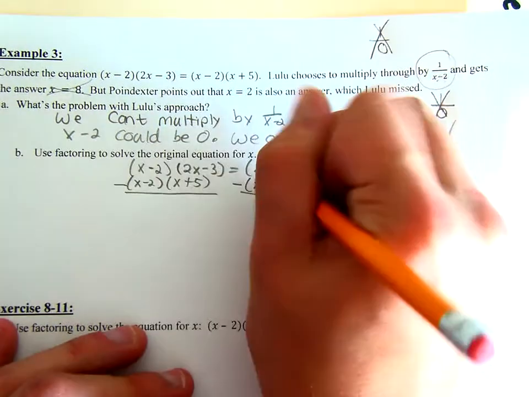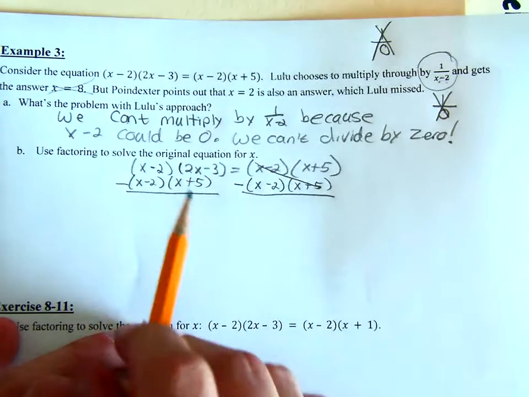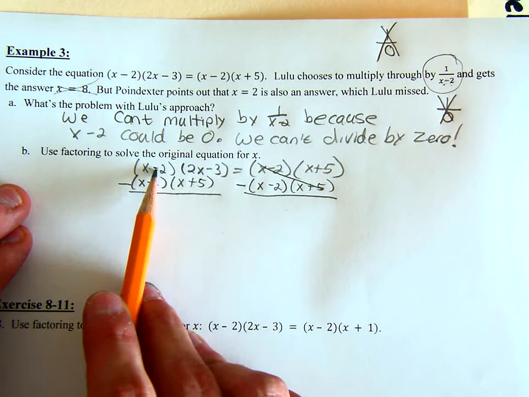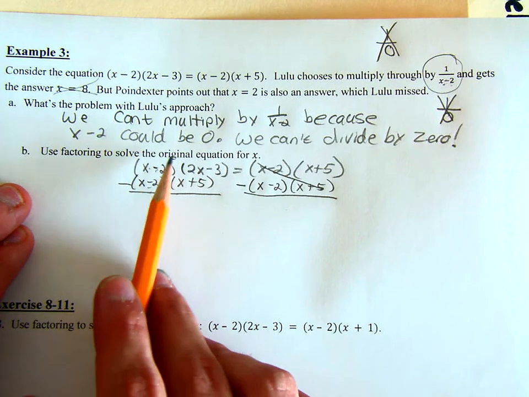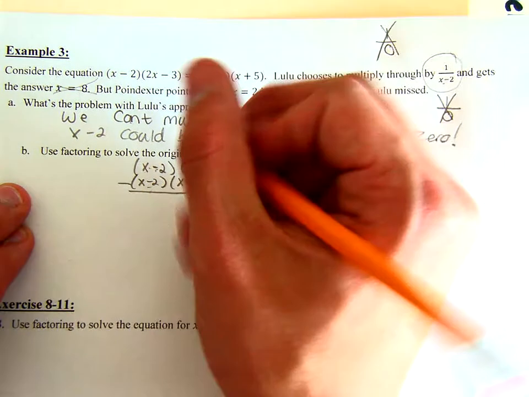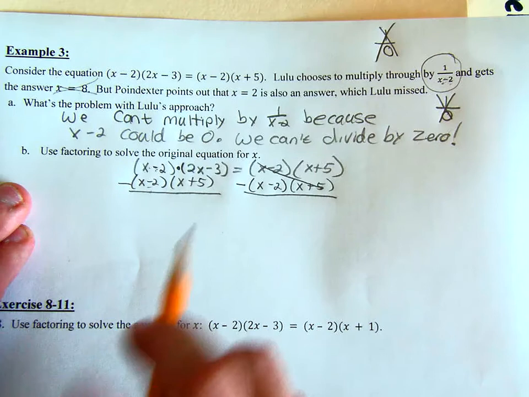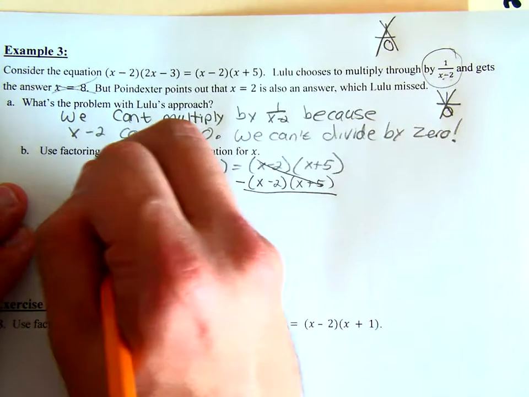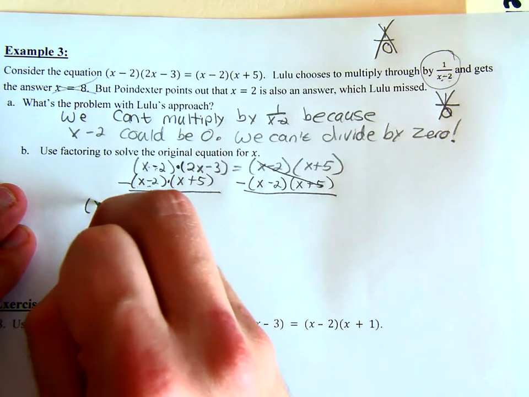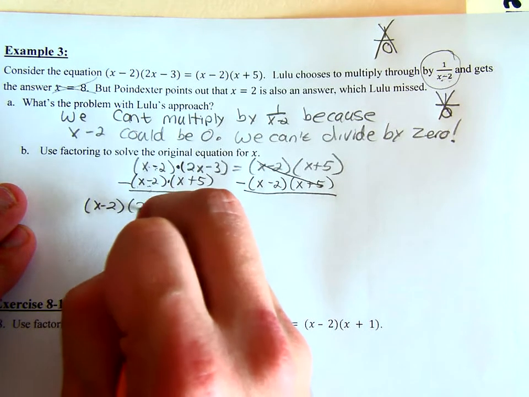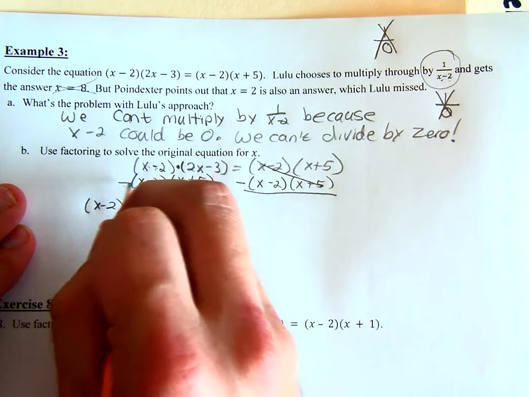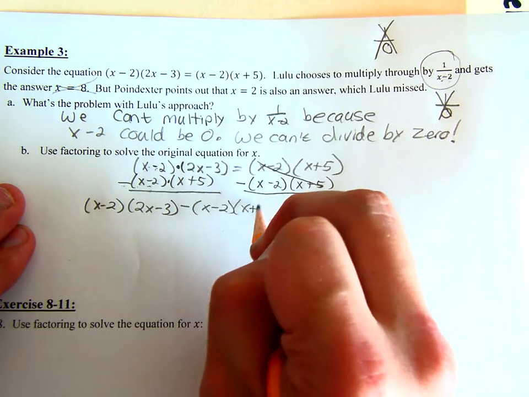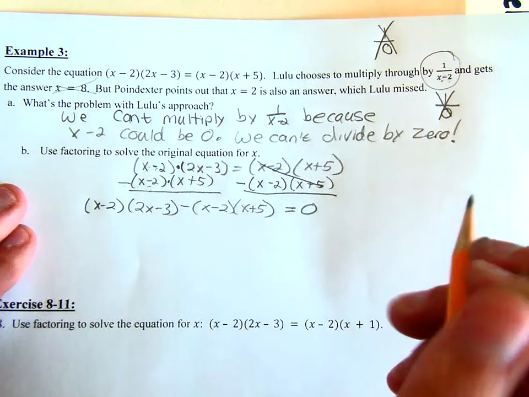But remember, if we did this, these would cancel and we would just get 0. But here, be careful that you don't subtract x minus 2 times x minus 2. You can't cancel those out because this first one is multiplied by 2x minus 3, and this x minus 2 on the bottom is multiplied by x plus 5. So what we would get is just our original (x minus 2) times (2x minus 3), and then we're subtracting away (x minus 2) times (x plus 5). And we know that whole thing is equal to 0.